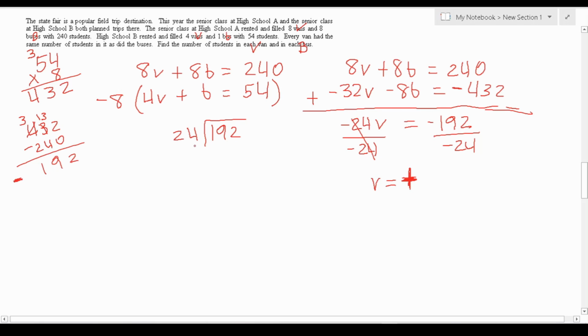25 times 4 will give me 100. 25 times 8 will give me 200. So I'm going to say 24 times 8 will give me 192. Let's see if that's right. 24 times 8. 4 times 8 is 32. Carry the 3. 8 times 2 is 16, plus 3, 16, 17, 18, 19. So, in other words, 24 times 8 is 192. So we can see there's going to be no remainder. In other words, negative 192 divided by negative 24 is going to be 8.